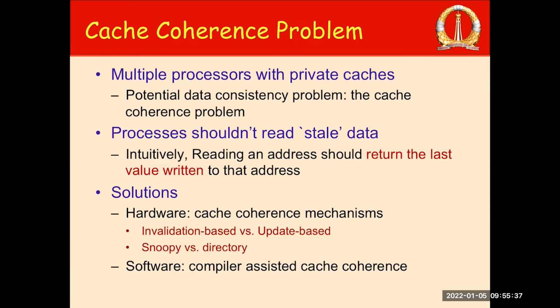If the other copies are also updated to the correct value, then it is called an update based cache coherence protocol. I will give you an example of this as we go by.